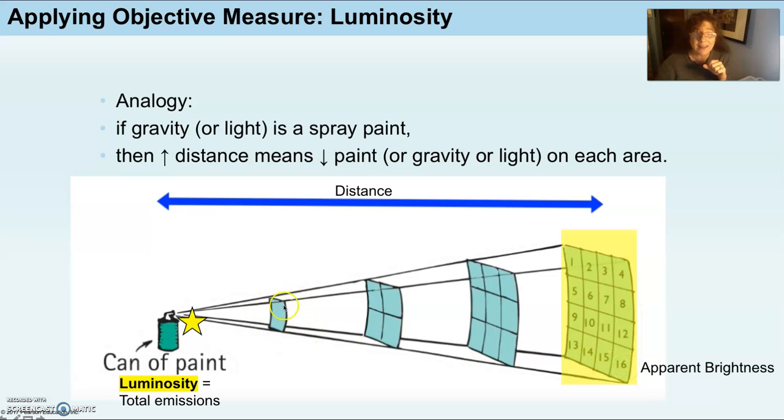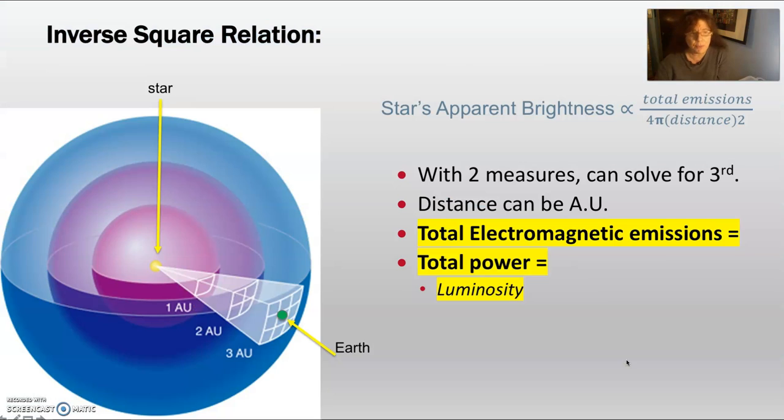This area is going to get a lot of paint on it. This area is going to get very little paint on it. This area is going to get a lot of light on it from the star. This area is going to have very little light on it and a very low apparent brightness. We can actually quantify that over distance. That's what the inverse square law tells us for gravity. A source of gravity will be very strong close, and it will be less strong and less strong as the distance gets greater. Same thing with light intensity. Let's look at it a bit more.